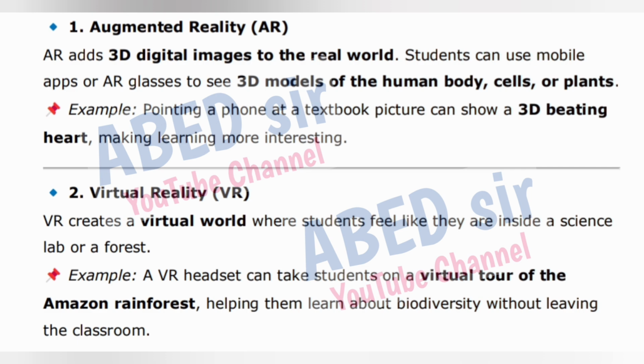2. Virtual reality, VR. VR creates a virtual world where students feel like they are inside a science lab or a forest. Example: a VR headset can take students on a virtual tour of the Amazon rainforest, helping them learn about biodiversity without leaving the classroom.